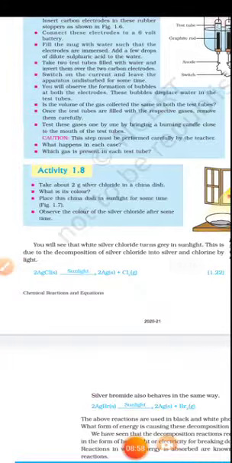White silver chloride turns grey in sunlight. When you put silver chloride, AgCl, in the presence of sunlight, it turns grey. This is due to the decomposition of silver chloride into silver and chlorine by light. Light will break down AgCl into Ag and Cl2.